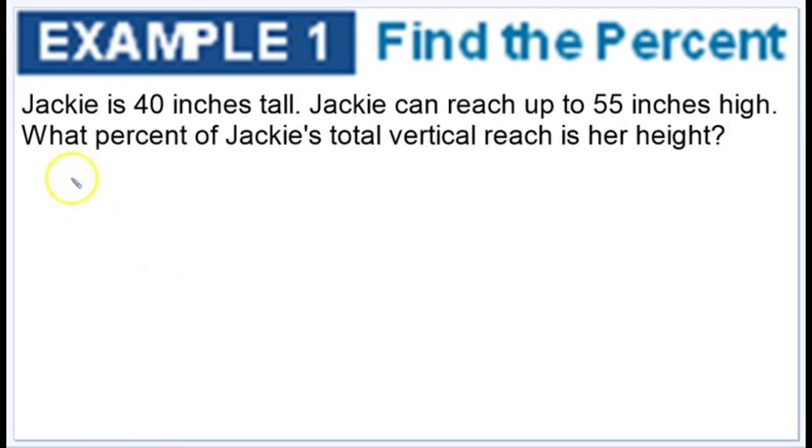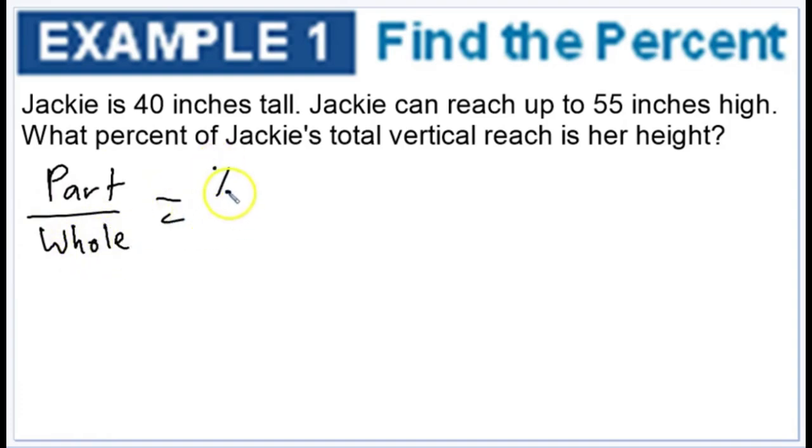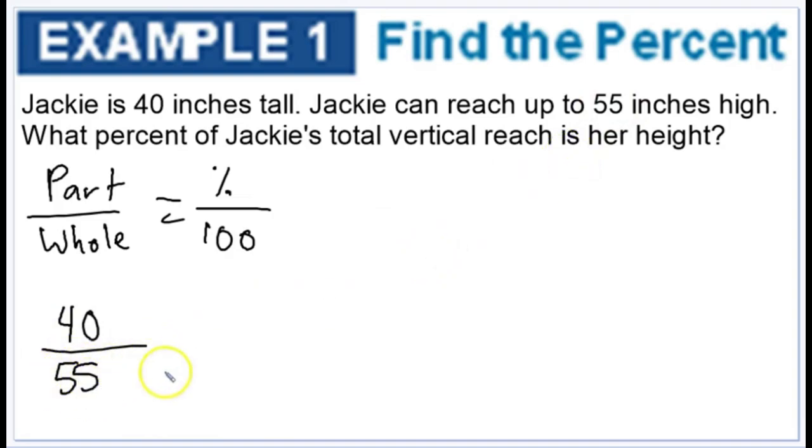The part, man, I hate when I do that. All right, we're going to write this in black. You guys should write part over whole every single time equals percent over 100. So, part we said would be 40, her height. 55 will be her reach. So we have 40 over 55 equals, we don't know the percent, but we do know 100's always here.